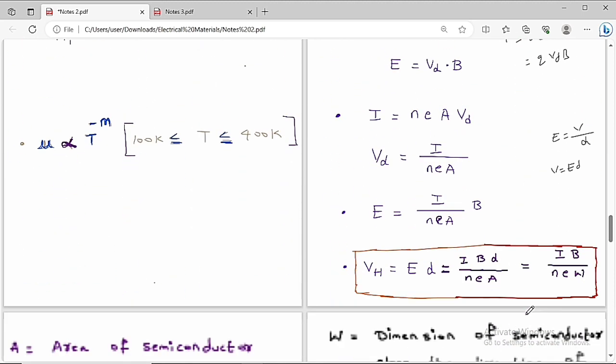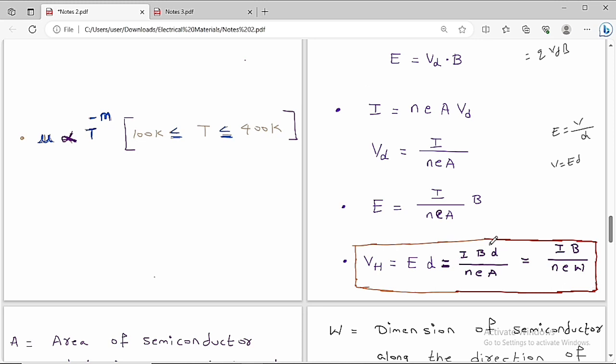In place of A, I substitute W into D. So D and D cancel. Finally, you are going to get W. So the Hall voltage is I into B by N into E into W.